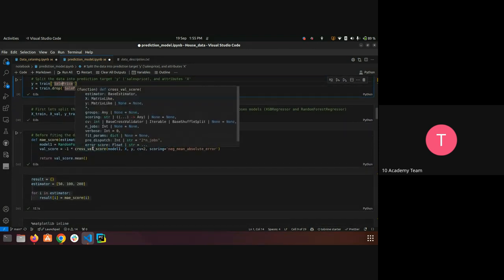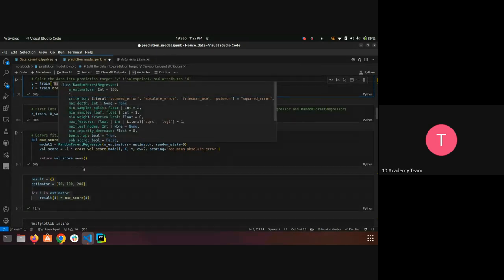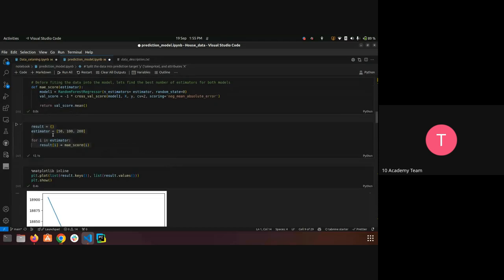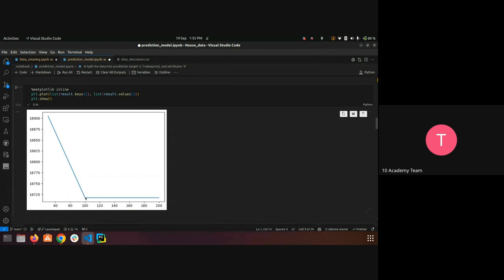And then I wanted to try two different approaches. Here I wanted to try the random forest regressor, and here the XGB regressor. The first thing I did was try to find the optimal number of estimators for each model. Here it loops through these number of estimators and then draws the graph. If you see it, after 100 for random forest, it's basically the same output. So 100 is the optimal level.